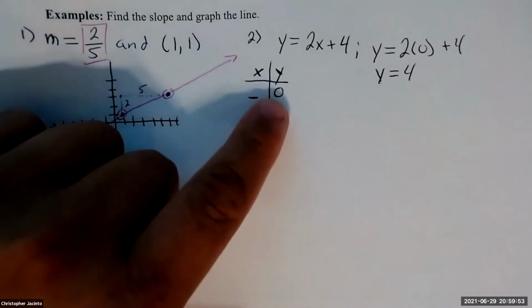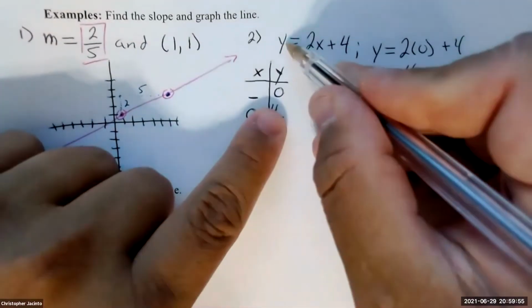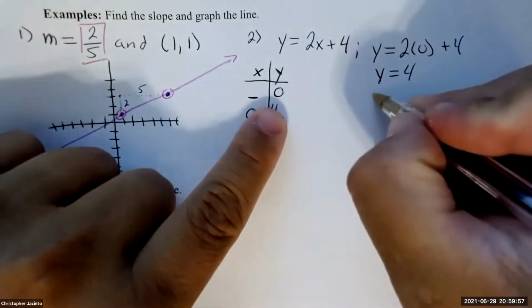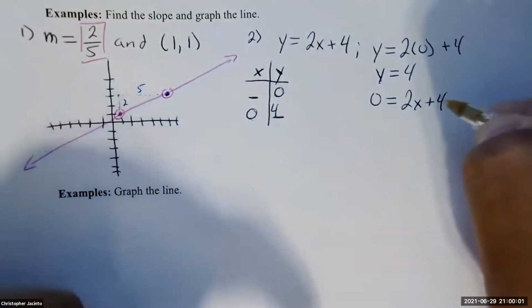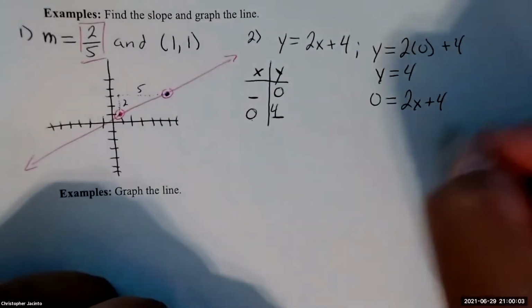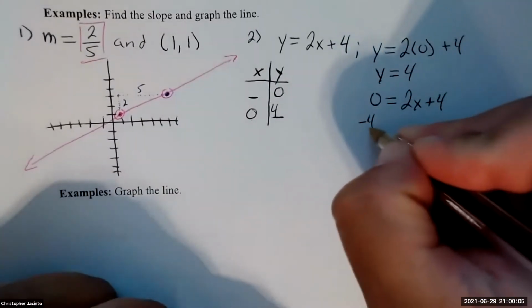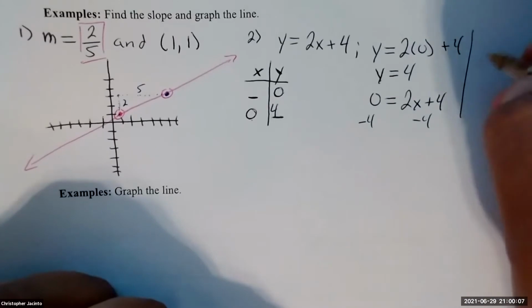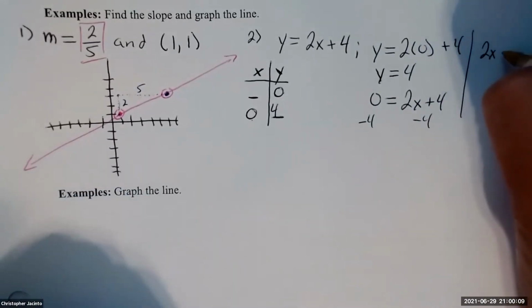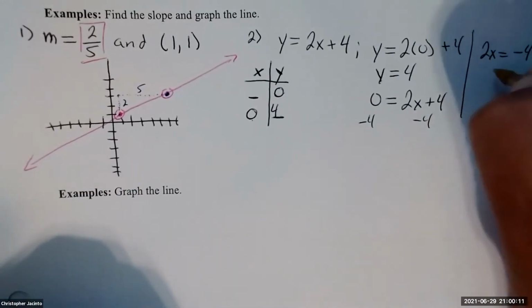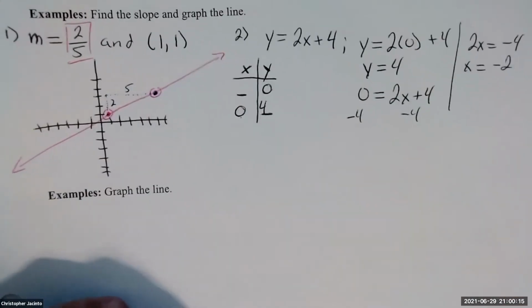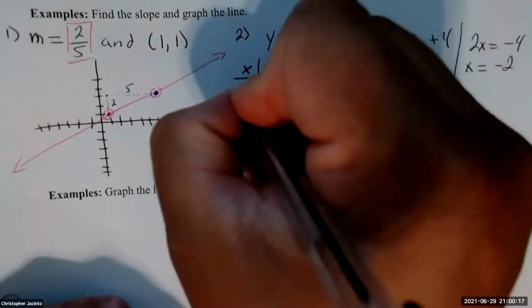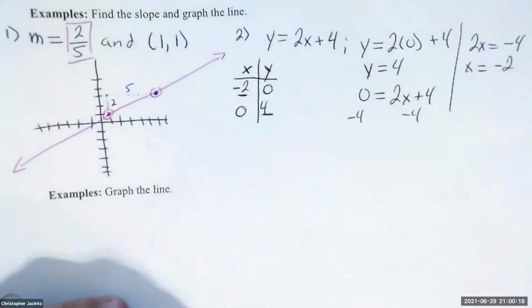Okay. Next, we're just going to do the opposite. We're going to plug in 0 in for y and then solve for x. So 0 in for y. So subtract 4. Divide by 2. So x equals -2. So that is our x and y-intercepts.